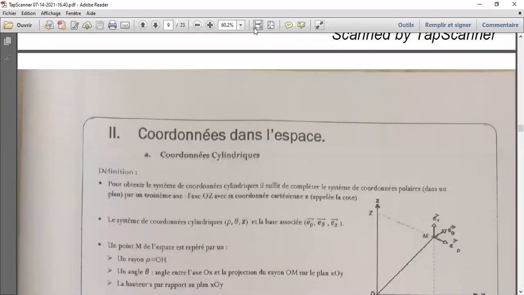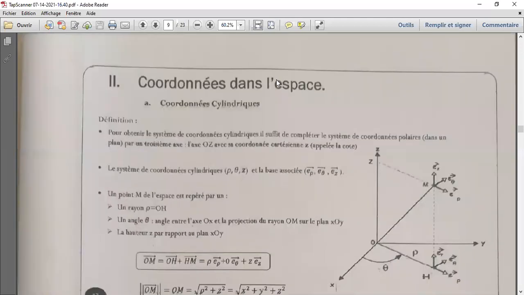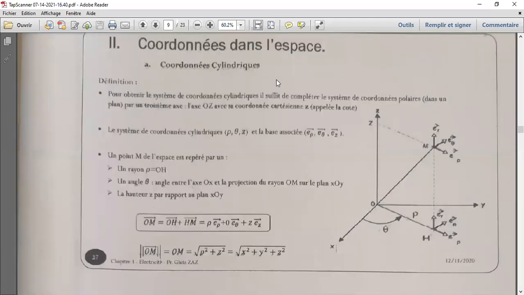So now we are still on coordinates in 3D space. Now we're going to look at cylindrical coordinates. I remember I told you that you should go through these things beforehand so you won't have any difficulties, because we have already looked at things which are similar to these.